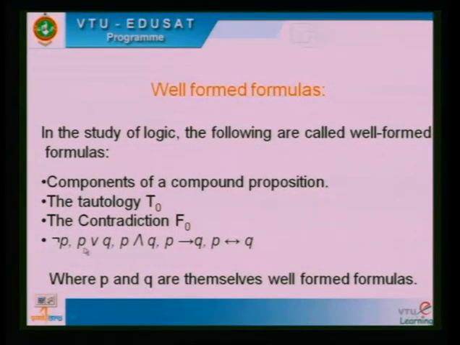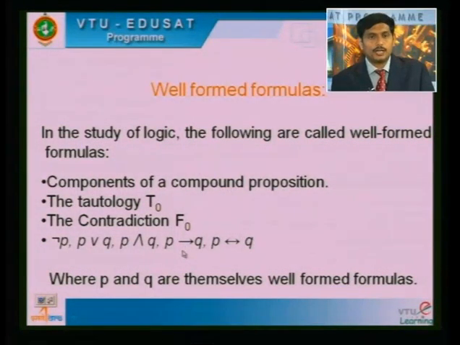The following are the well-formed formulas: the components of a compound proposition, the tautology T naught. Tautology means that for any values you get T, and also the contradiction, that is F naught, and the symbols: the negation of P, P or Q, P and Q, P implies Q, and P double implication Q. That is negation, conjunction, disjunction, implication, and double implication. These are the well-formed formulas.